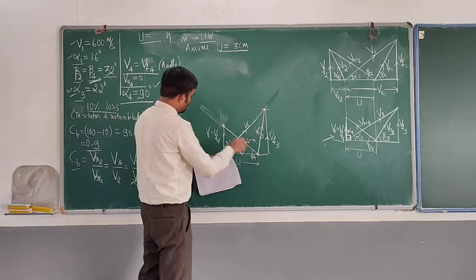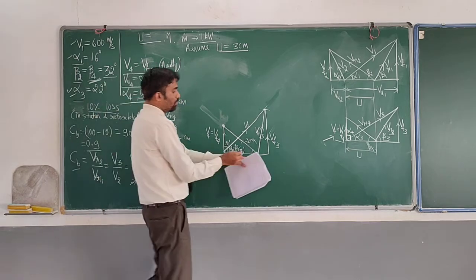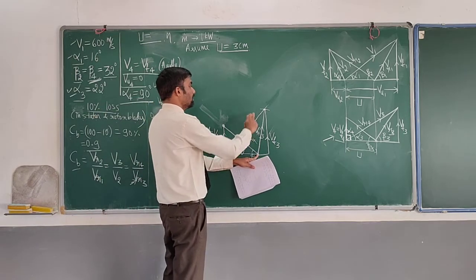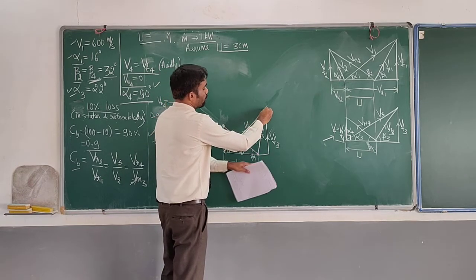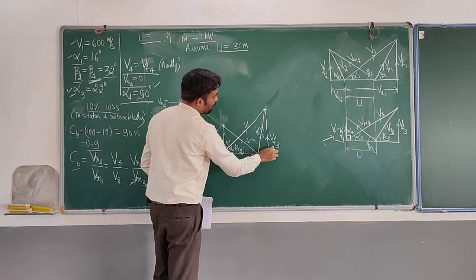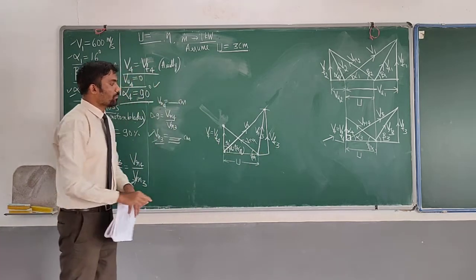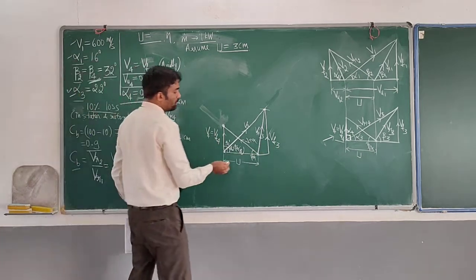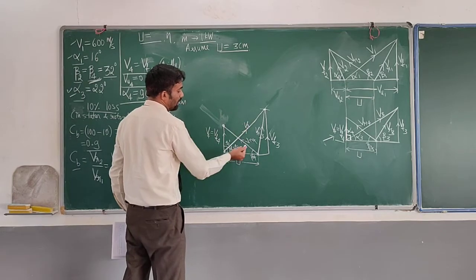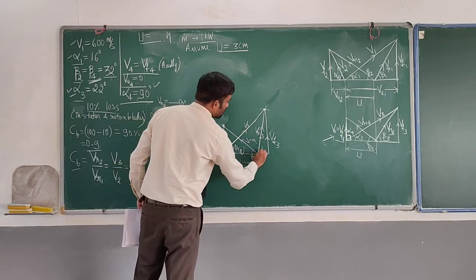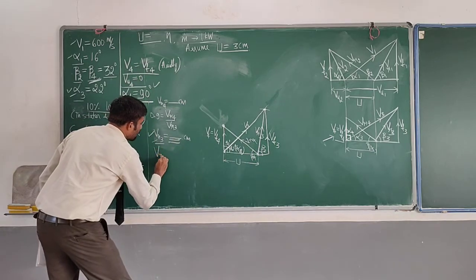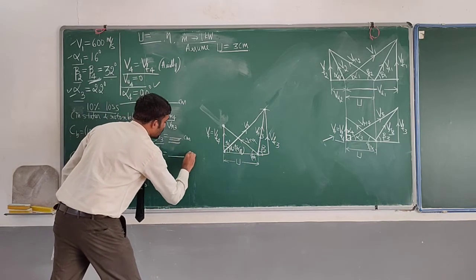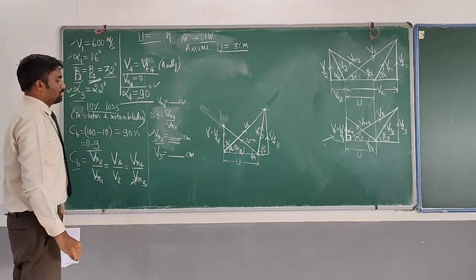Further, we know the length VR3. So we have taken the compass length of VR3 and cut it on this line. Then we get this point. From that point, we have dropped a perpendicular which is representing VF3. Now I can measure V3 and angle beta 3 for reference. Let's say I have measured VR3, it is certain centimeters.